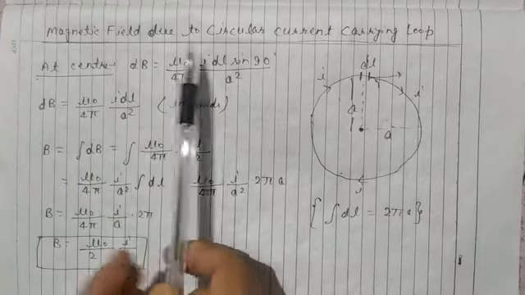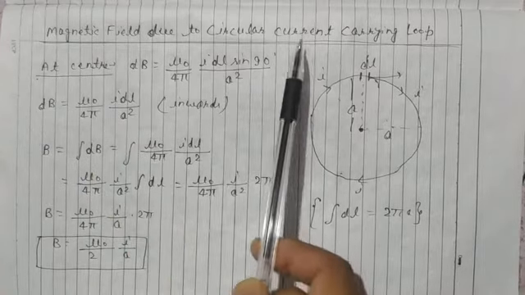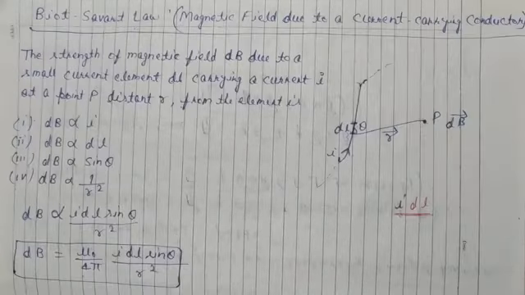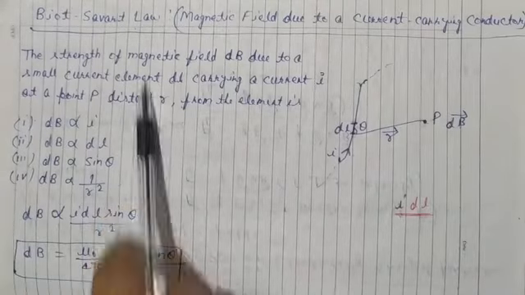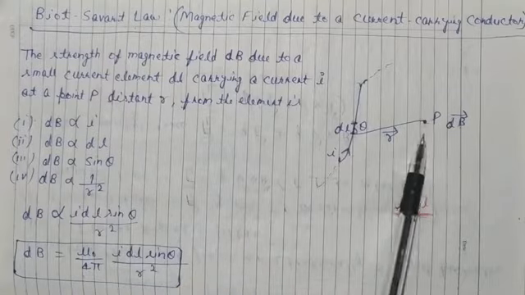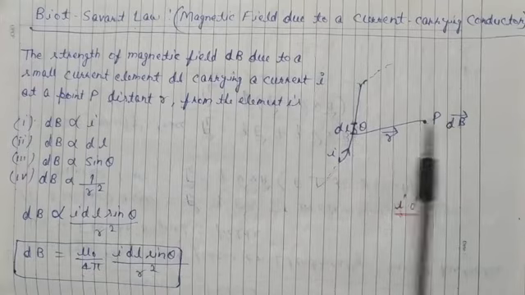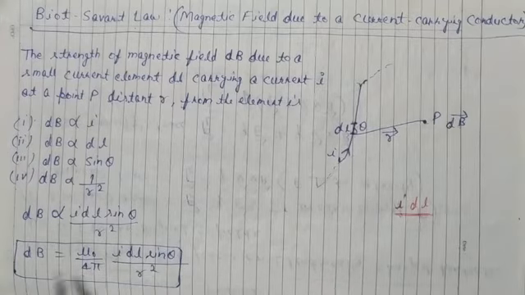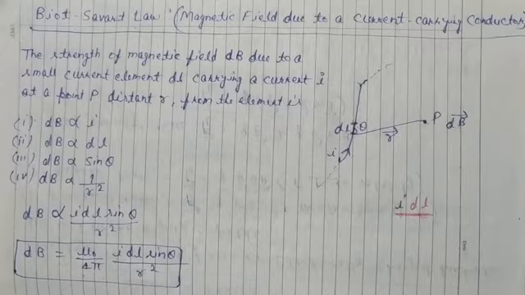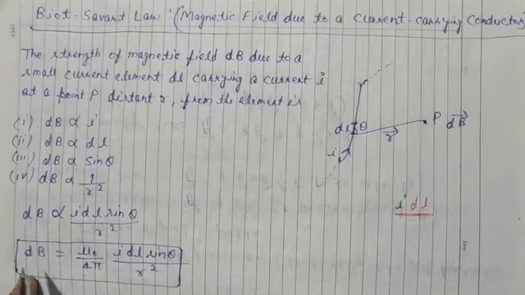Magnetic field due to a circular current carrying loop. We have already studied the Biot-Savart law, the magnetic field due to a small current element. Only for a small current element, dB is equal to mu naught upon 4 pi, I dl sin theta upon r square. This is the magnetic field due to a small current element.